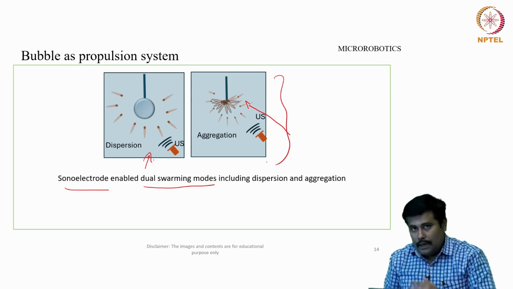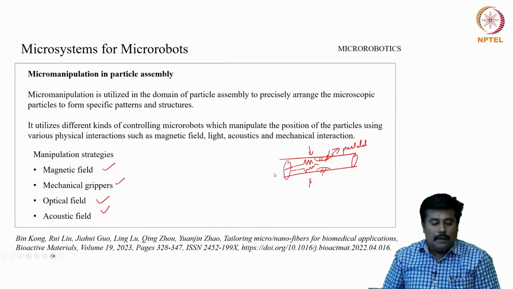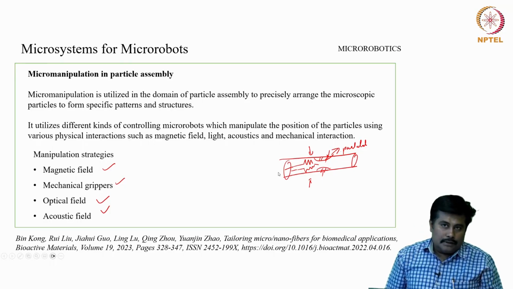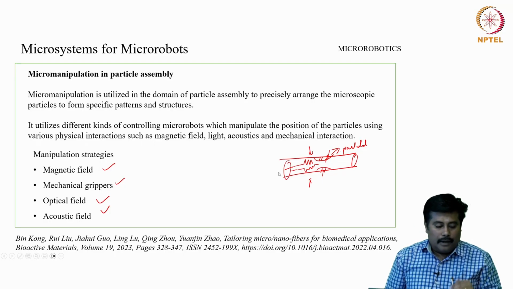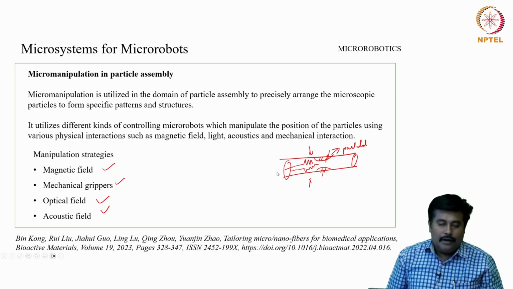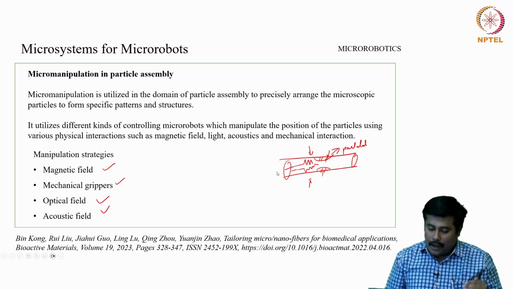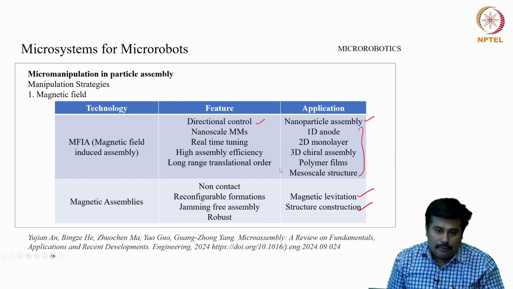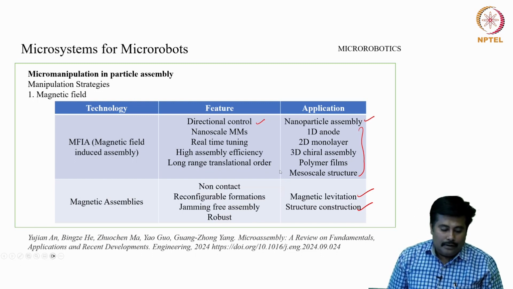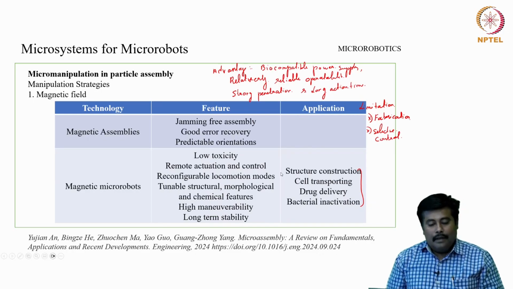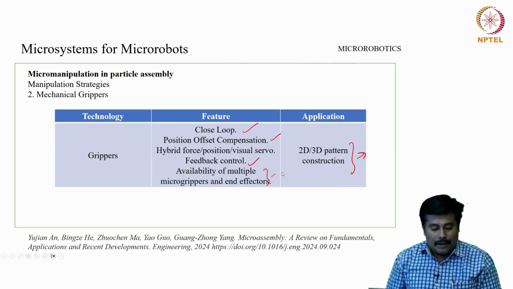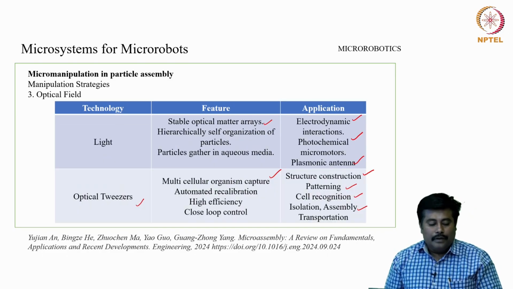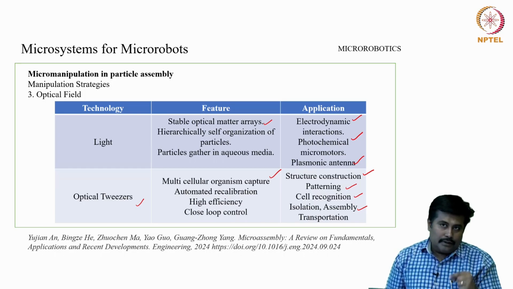So, overall in today's lecture, we discussed the different types of micro manipulation. We discussed the different micro manipulation strategies like magnetic field, mechanical gripper, optical field and acoustic field based systems. We individually discussed the manipulation of particle subassemblies, which includes magnetic field induced assembly, the overall features of magnetic assemblies and magnetic micro robots. We also discussed grippers and their overall features. We also discussed the application of optical field.